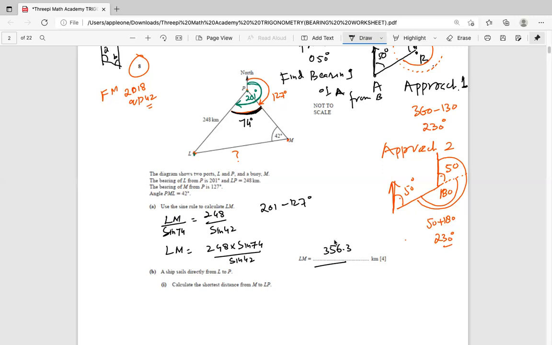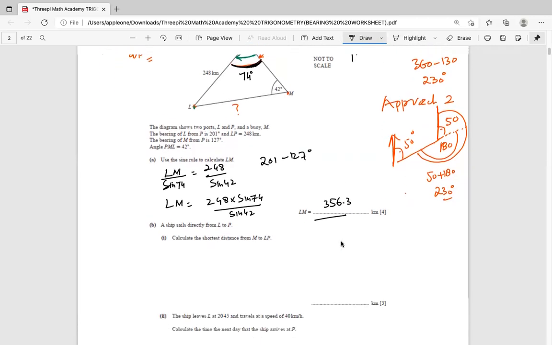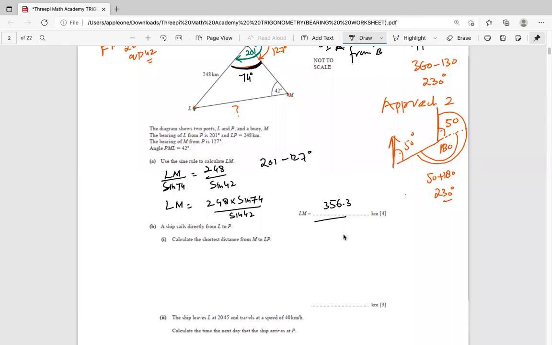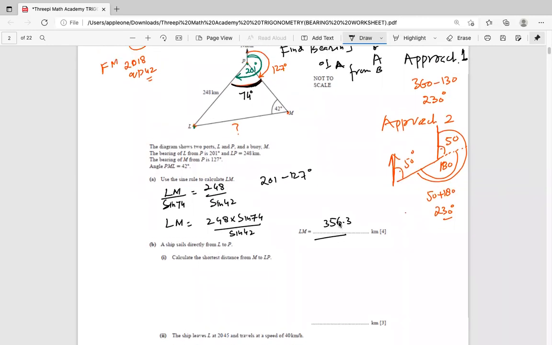Okay, that's part A. Now part B. A ship sails directly from L to P. Okay, the ship is sailing directly from L to P. Calculate the shortest distance from M to LP. Okay, fine. So this is a very good question.